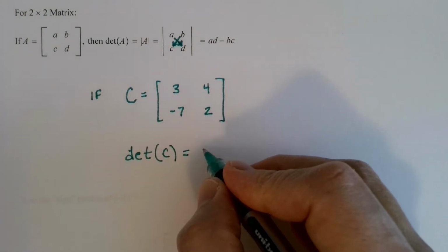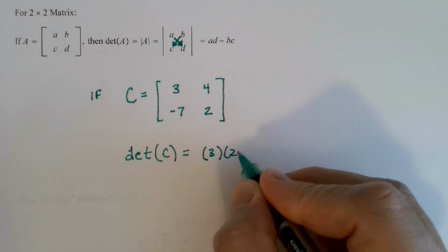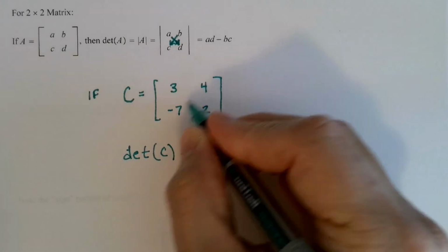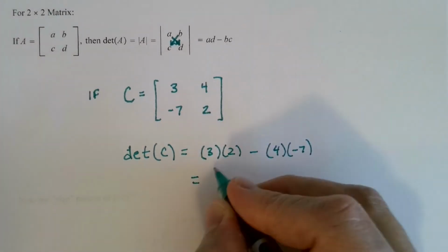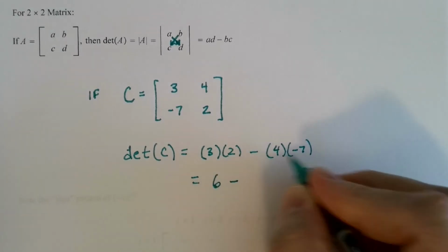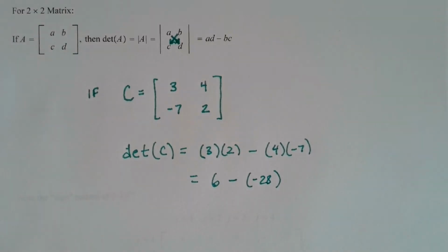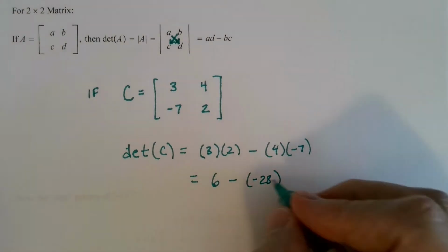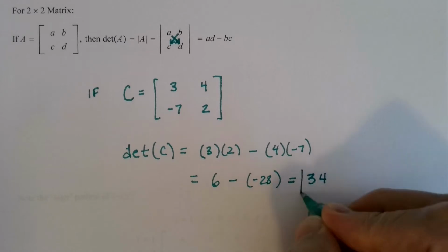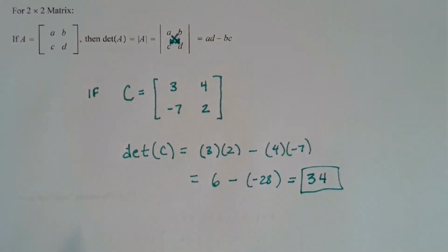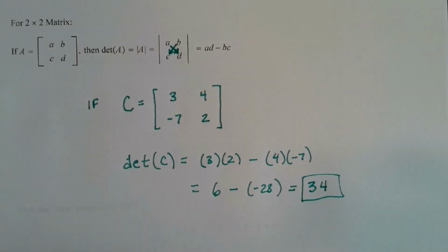Well, we've got A, which is 3, times D, which is 2, minus BC, 4 times negative 7. So I get 3 times 2 is 6, minus 4 times negative 7, that's a negative 28. 6 minus negative 28 is 6 plus 28, which I believe is 34. So there's the value of the determinant. So here, the determinant up here was a negative number. Here it's a positive number. Again, it could be 0.